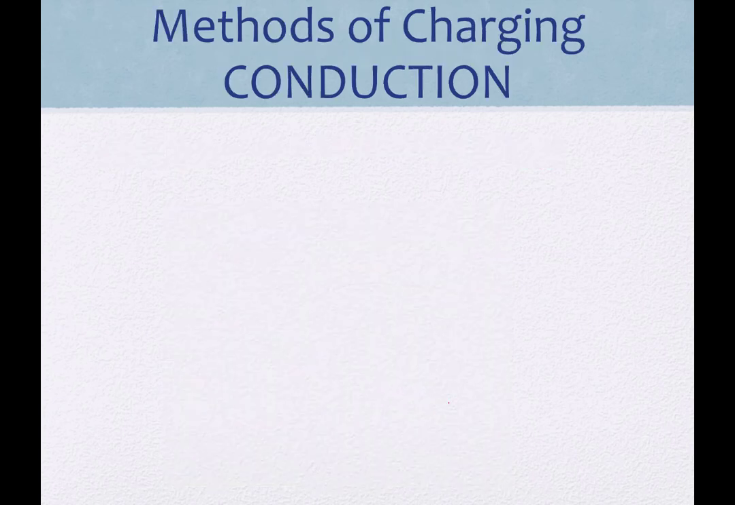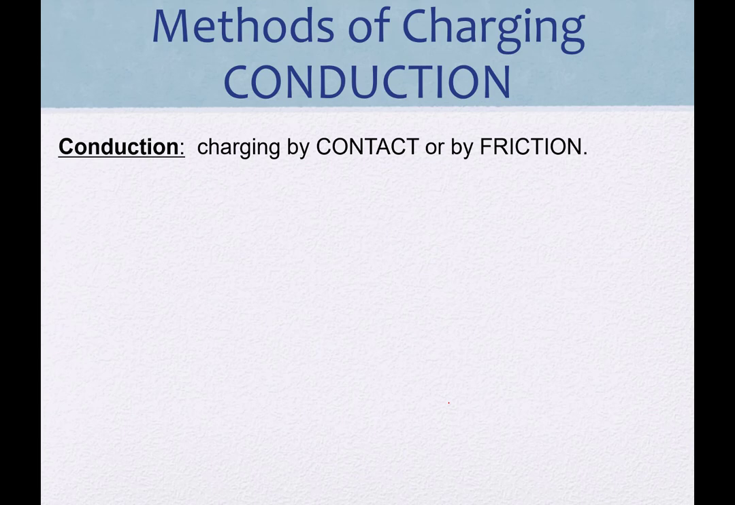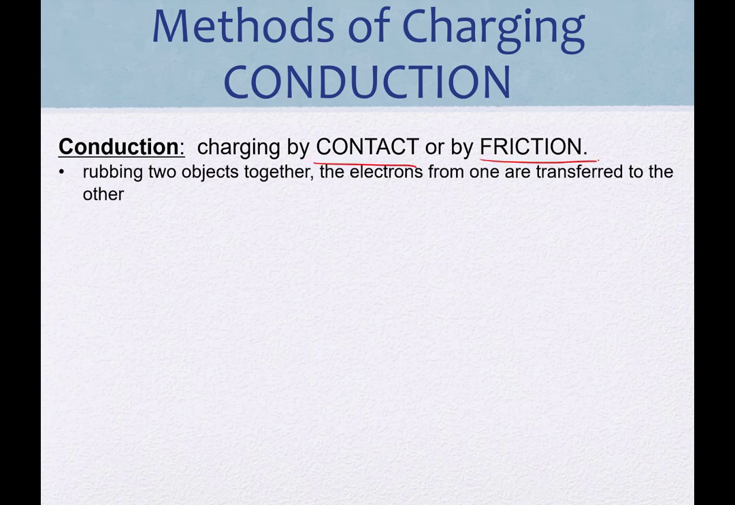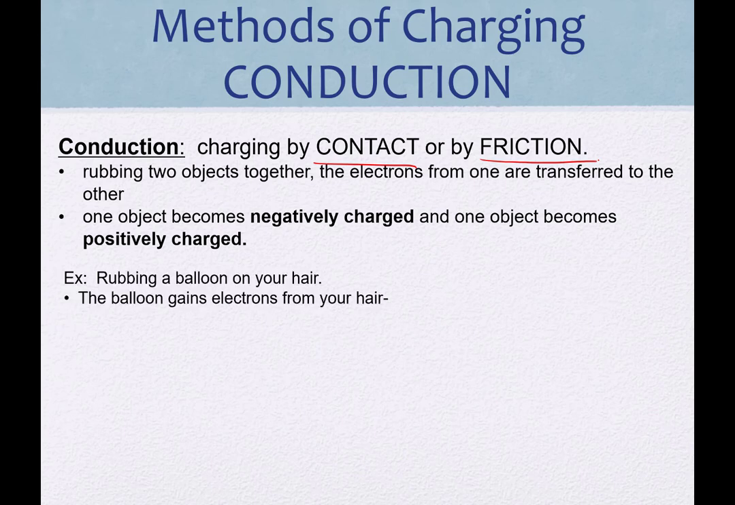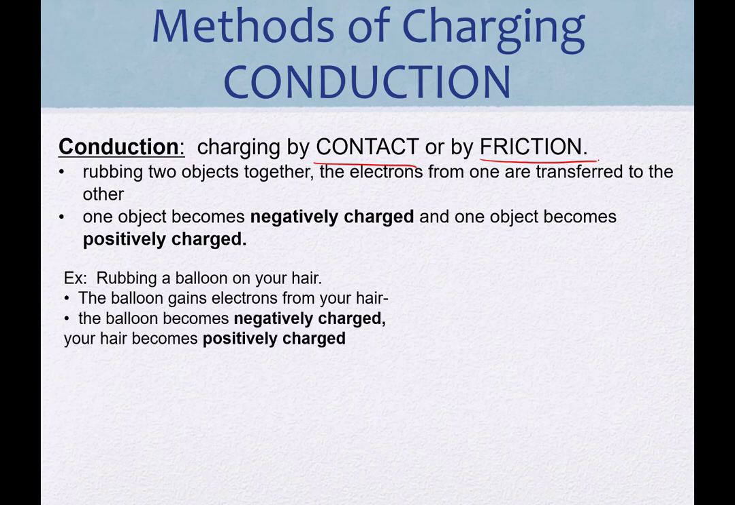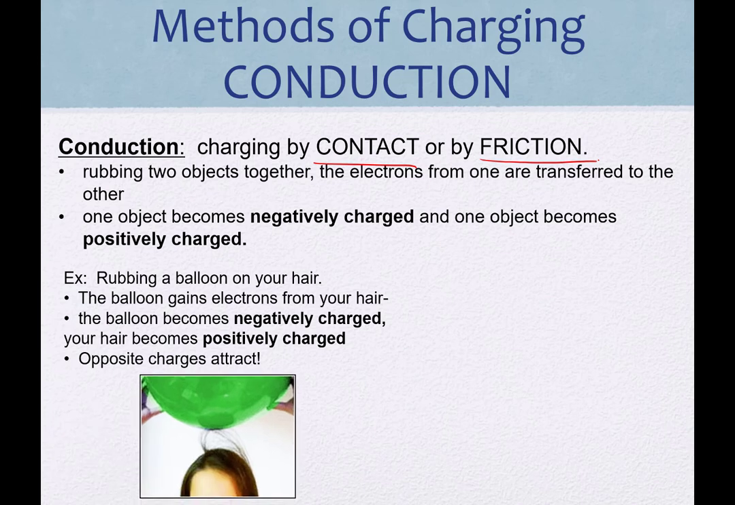Let's talk about some methods of charging. The first is conduction, which is charging by contact or by friction. If we rub two objects together, the electrons from one can be transferred to the other. One object then becomes negatively charged, and one object becomes positively charged. For example, if you rub a balloon on your hair, the balloon gains electrons from your hair. The balloon becomes negatively charged because it gained electrons, and your hair becomes positively charged because it lost electrons.